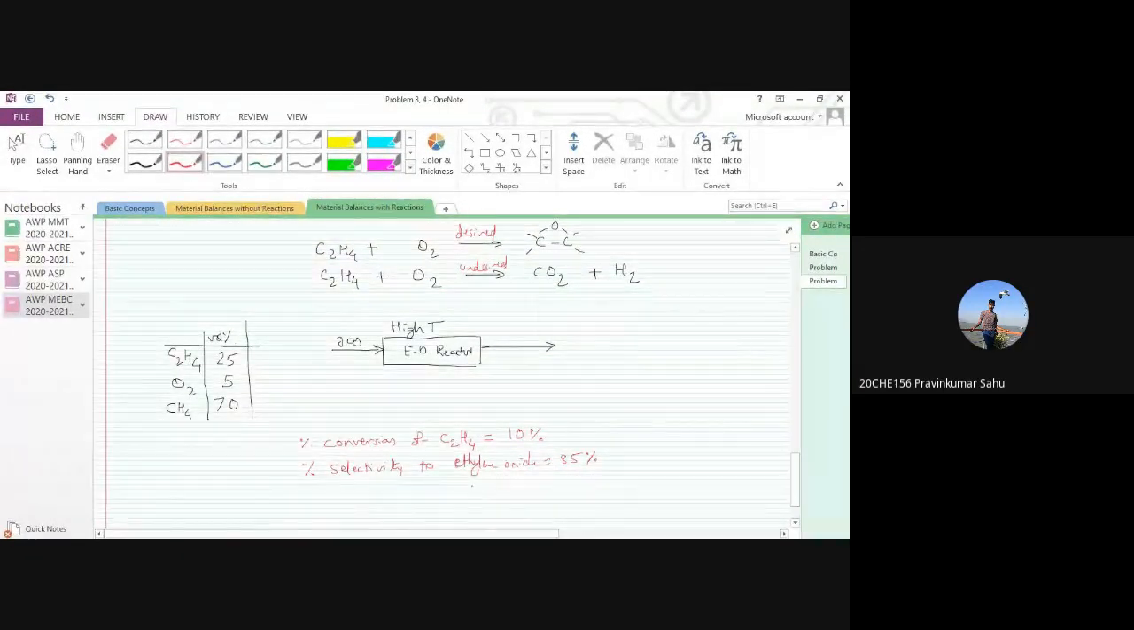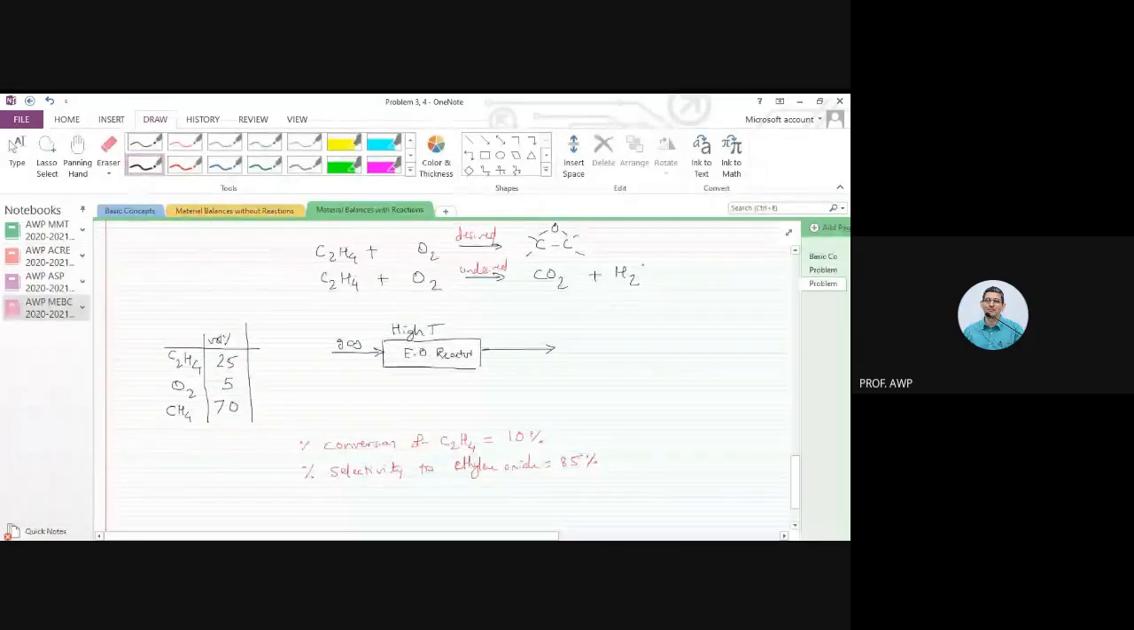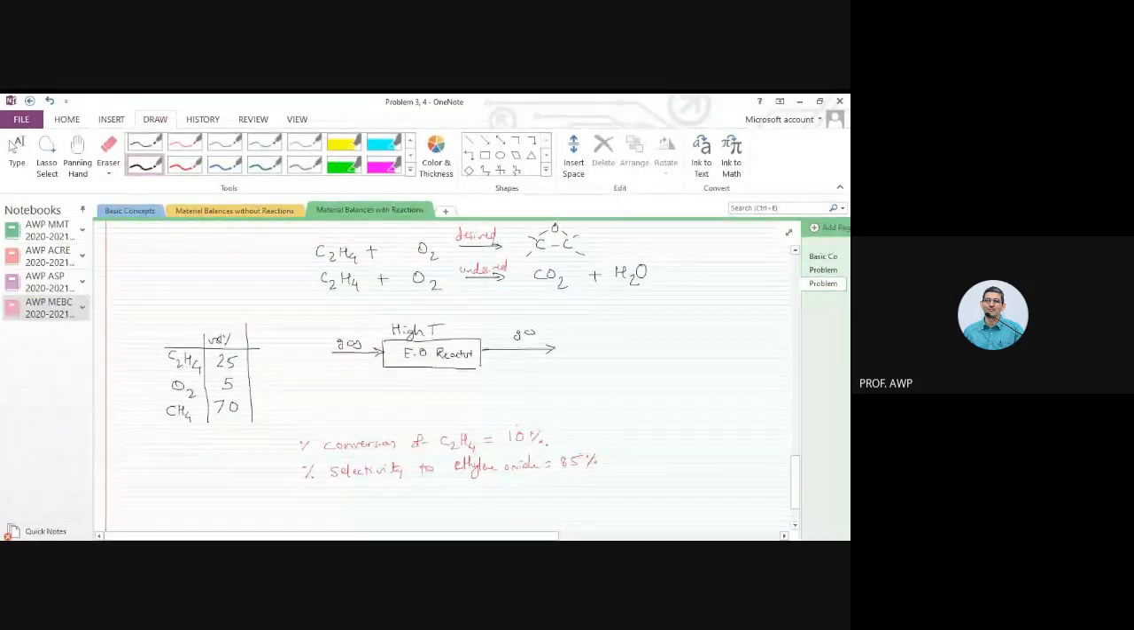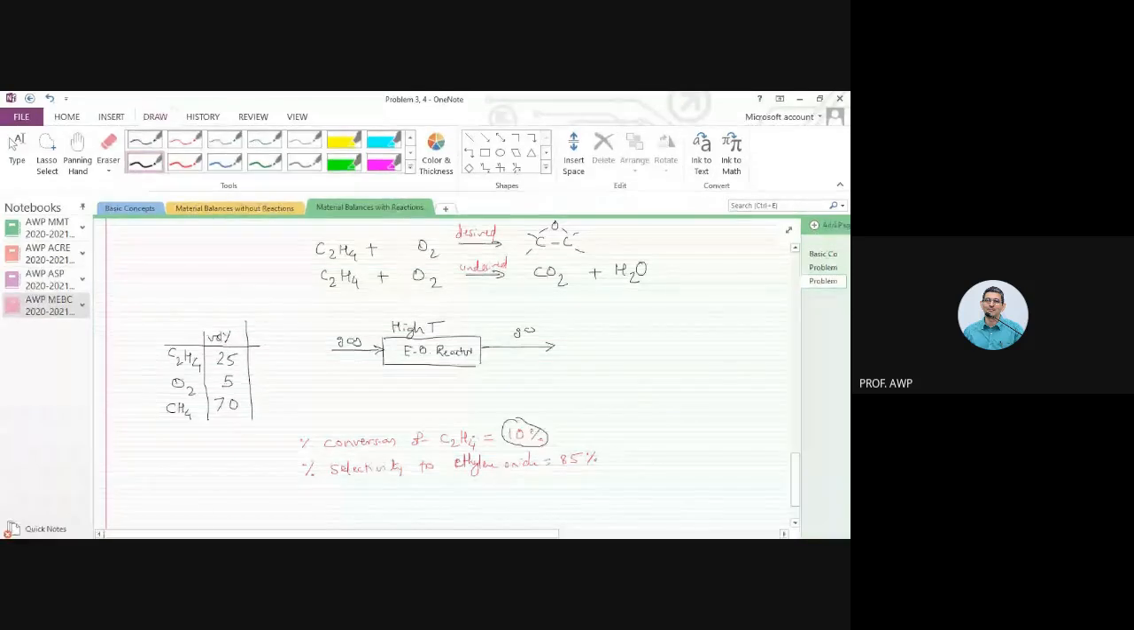The undesired reaction gives H2O or H2? Sorry, obviously it is burning, so it is not H2. It is water. Burning will not give you hydrogen. Burning will give you carbon dioxide. So for the gas stream that comes out, conversion means out of the total ethylene that I feed, 10% reacts and the balance 90% remains unreacted.